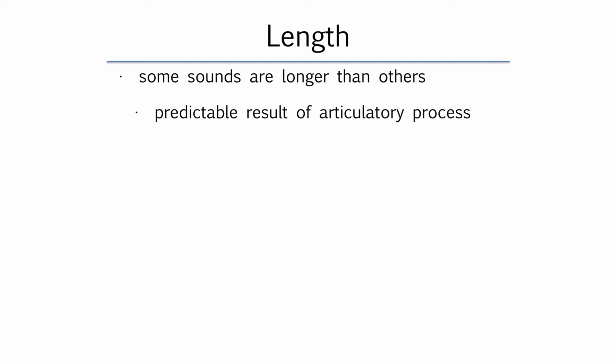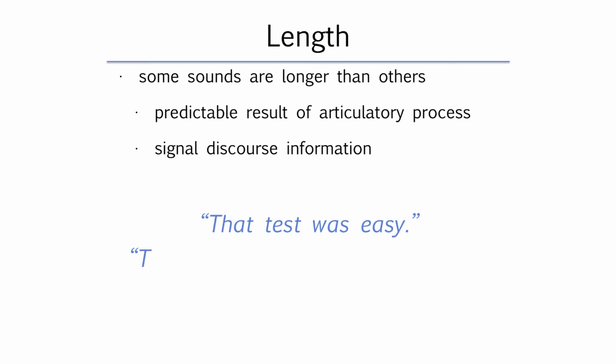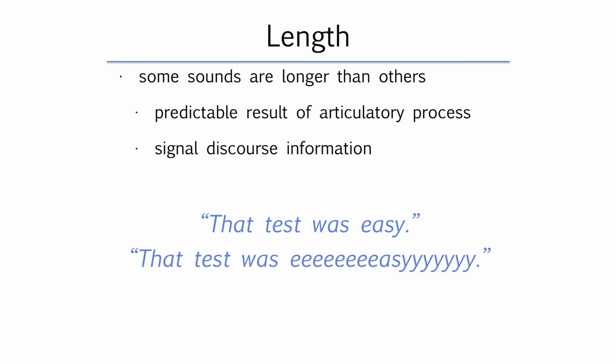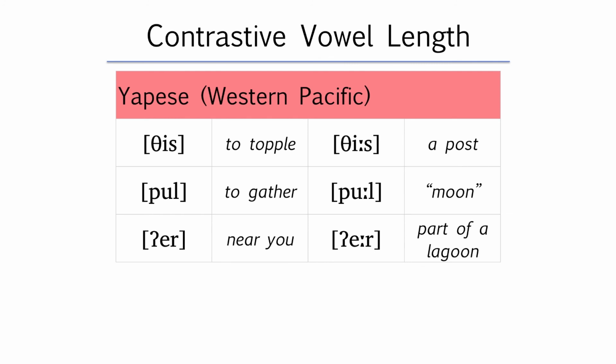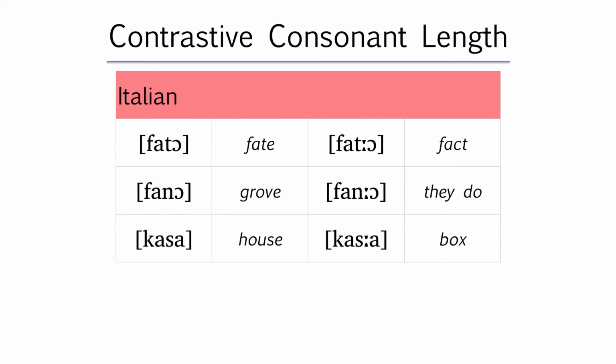So a sound can change in length as a result of a predictable articulatory process. Or, like intonation, length can signal discourse-level information about an utterance. Consider the difference between "that test was easy" and "that test was easy." Some languages use length contrastively, that is, to change the meaning of a word. In these words in Yapese, a language of the Western Pacific region, you can see that making a vowel long leads to a completely different word with a new meaning. And in these words from Italian, consonant length can change the meaning of a word. So fatto means fate, but fatto means fact.